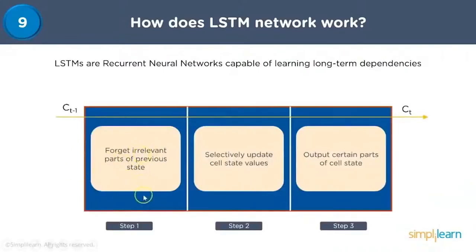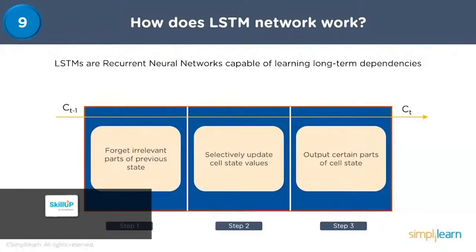So if you see this, in the first step, we use the forget gate that decides what information should be thrown away or kept. The information from the previous hidden state and the information from the current input is passed through the sigmoid function. Values come out between 0 and 1. So if the value is closer to 0, it means you need to forget that information, and if the value is closer to 1, it means you need to keep that information.